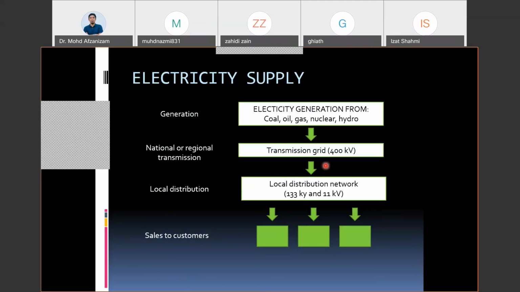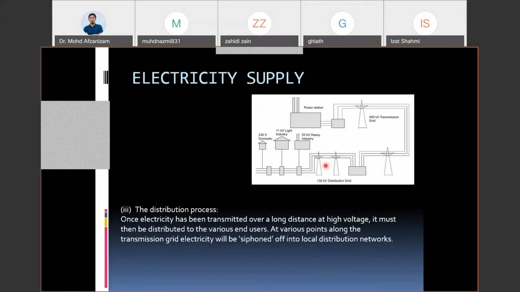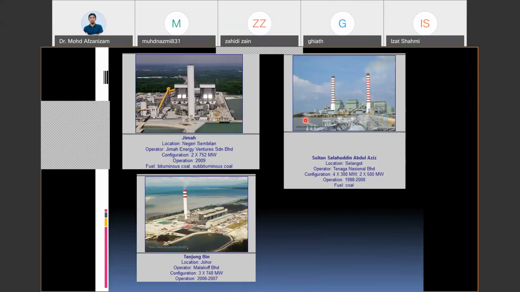So this is a sample of the power plant. When we talk about this power plant, this power station, it refers to this one, Jimah, Negeri Sembilan. And then some more: Sultan Abdul Aziz, Selangor; Tanjung Bin; Malaysia Melaka, 748 megawatt. Just imagine 748 megawatt.